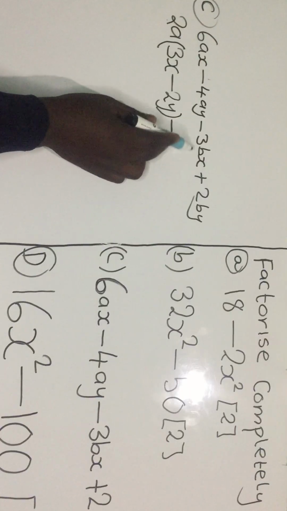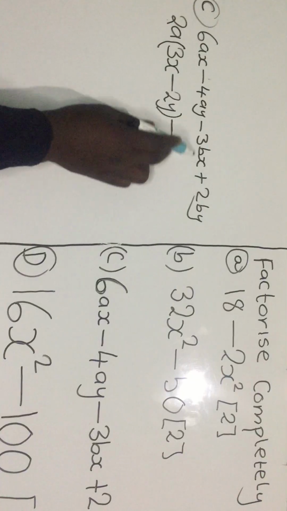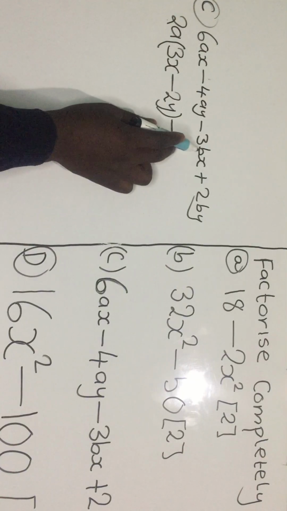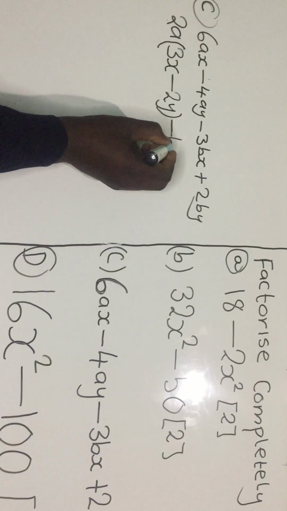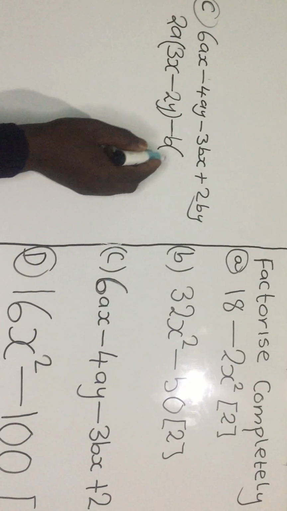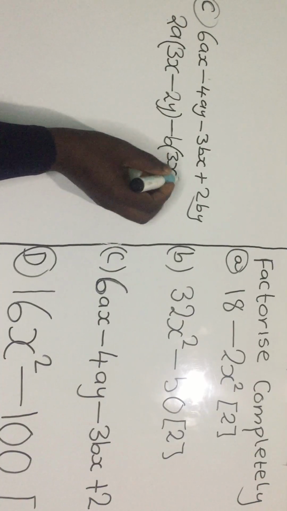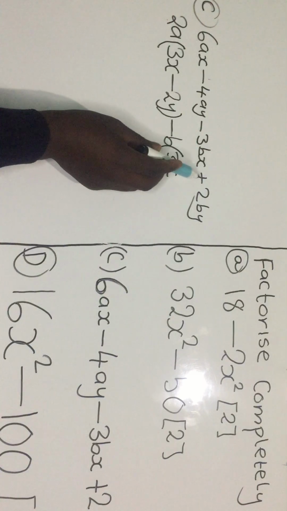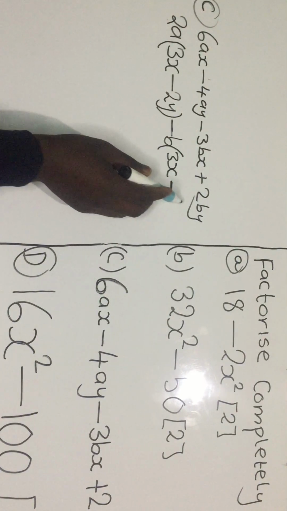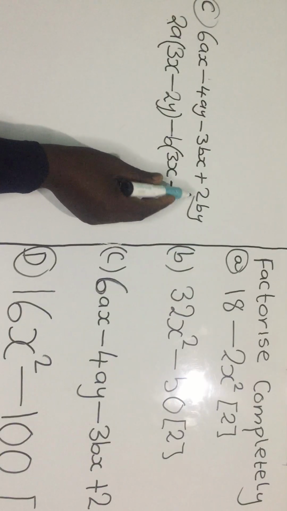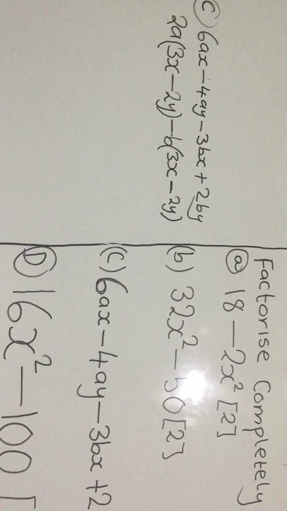Now this side, what is common here? I can see there is b, there is also b. So you say b, and then what has remained here? It's 3x. Negative times positive, you get negative. What has remained on this side? It's 2y.